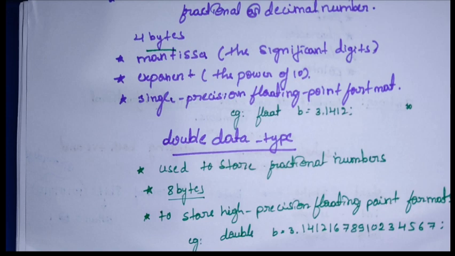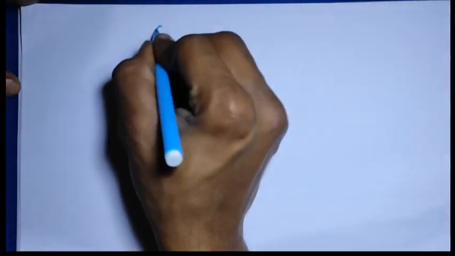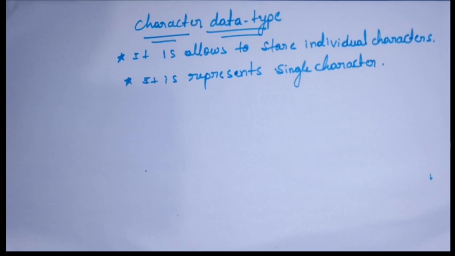In a float data type, in a double data type, so this is the double data type. You can also raise a question: we are only using these data types for numbers. Suppose I have to store a character also, what to do at that moment? That's why we have another data type, the character data type. Character data types allow us to store individual characters. It represents a single character.